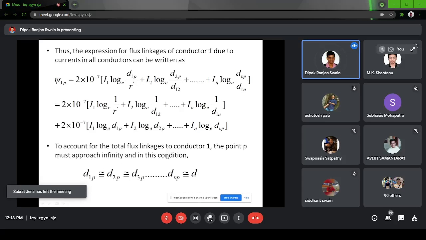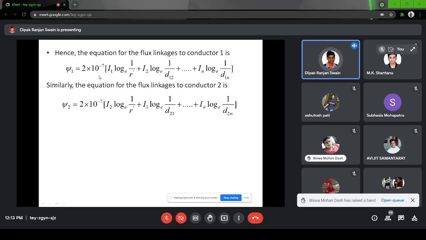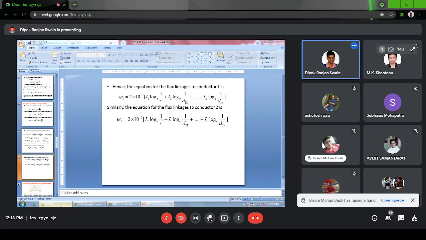Once you get the total flux linkage, if you are calculating for a point at infinity, then the distance of all the conductors will be the same. If I consider a point which is approaching infinity, all those conductors which are kept near each other will have equal distance to infinity. So that will be replaced by the distance D. Once you have the flux linkage, you divide it by the current and you calculate the inductance. Okay. Now, again, you will come to that. Let us solve one of the problems.